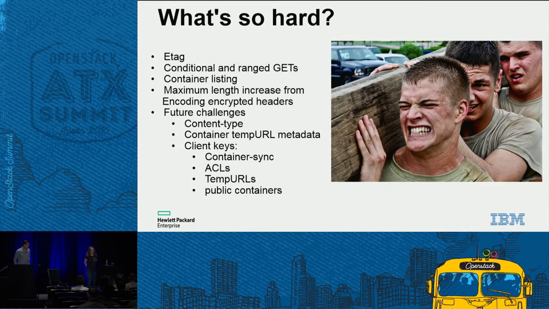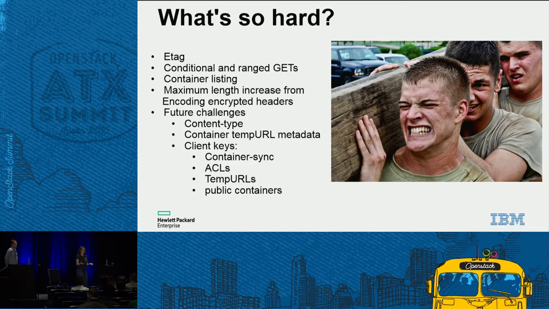Okay, so why is this hard? Well, it turns out if you take Swift as it is upstream and add a couple of middleware to encrypt and decrypt just the object body itself, the API is not maintained. In other words, functional tests would fail. Part of the reason for that is because the ETag or the MD5 hash is not what's expected.